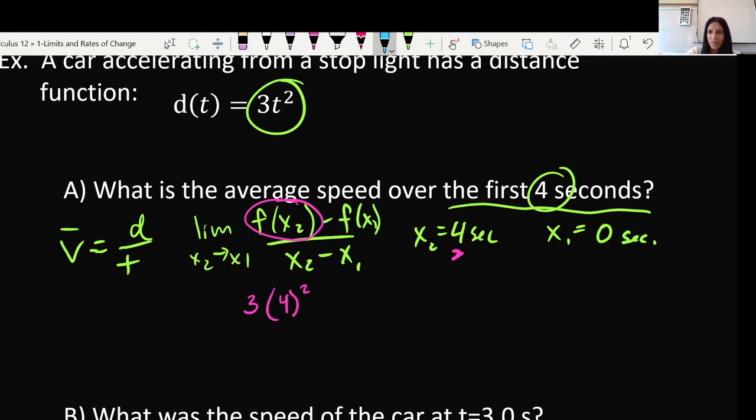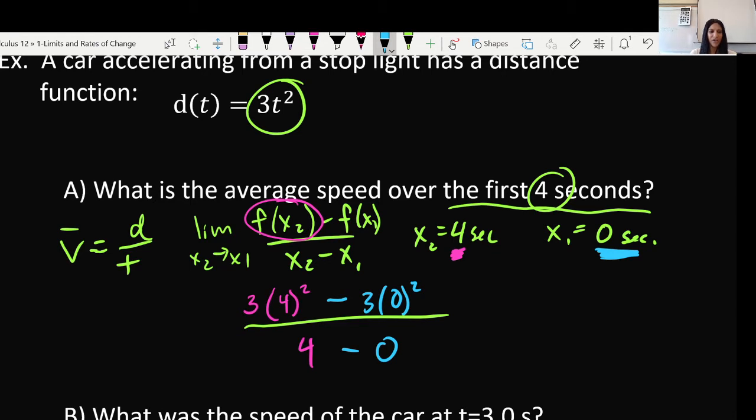And then I'll do this part here. Minus, it would be f of x1. So I'm just going to do the same thing, but I'm plugging in 0 squared, so we can see where that's going to take us. And then that would be all over this 4 that we got from here, and it would be minus this 0 that we got from there.